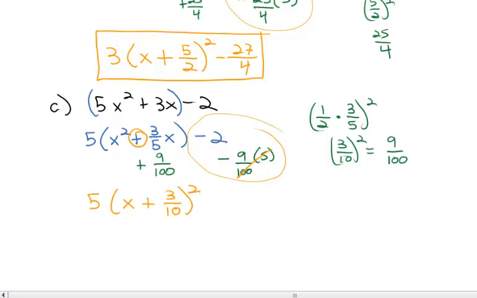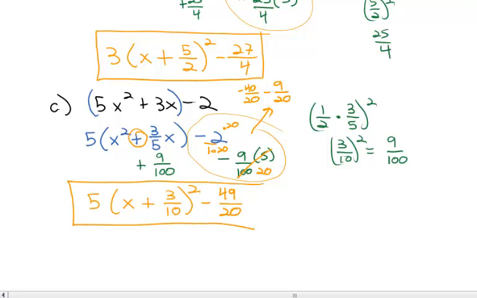Fortunately, the 5 over 100 is going to reduce, leaving 20 behind in the denominator. So 20 is our common denominator. So we're going to multiply 2 times 20, and that's going to give us negative 40 over 20 minus 9 over 20, which is negative 49 over 20. And we have our final solution.